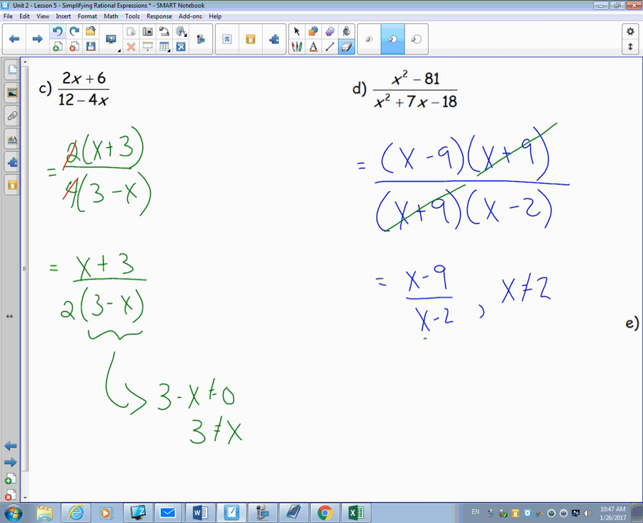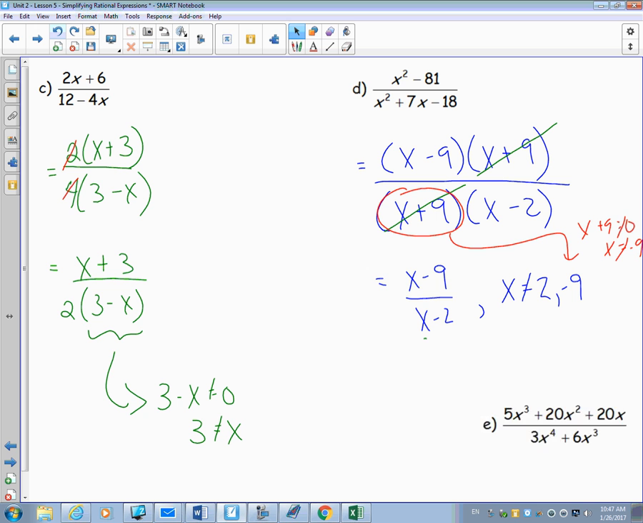The other one has to go back to before I canceled. If I go back a line and say, well, this used to be on the bottom, what would make that become 0? X plus 9, it can't come out to 0, so x can't be negative 9. That's my second restriction, 2 and negative 9. But I have to go back to before I canceled. That was the key there.